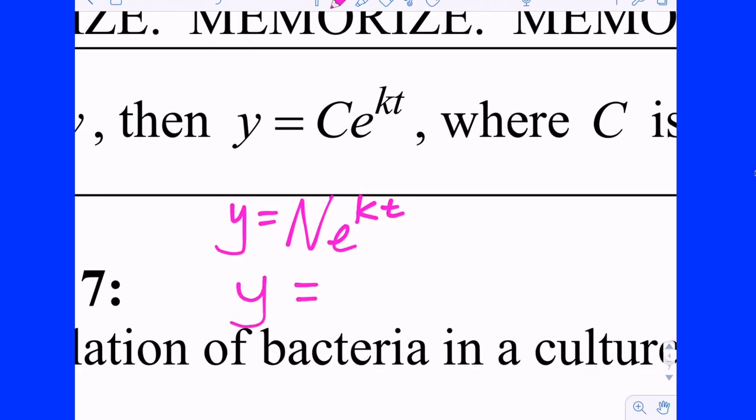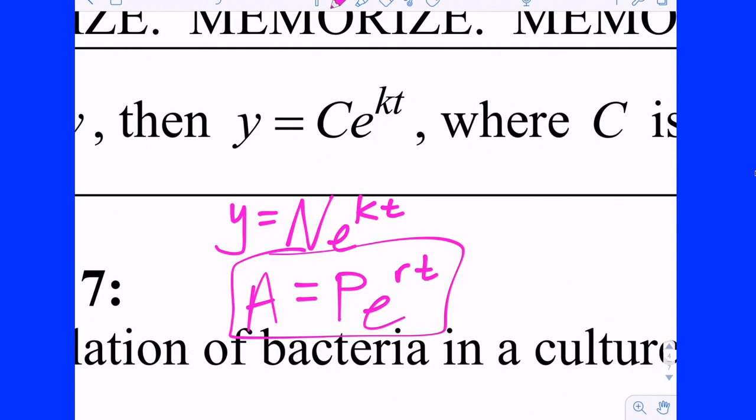You could also replace c with p, and k with r, and you get what some people call the PERT equation, okay? And that is typically what's used instead of y. They usually call it A. This is what's usually used when you're talking about money that is continuously compounded. R would be the rate at which it grows. P is the original amount, the principal amount, and A is the amount at time t.